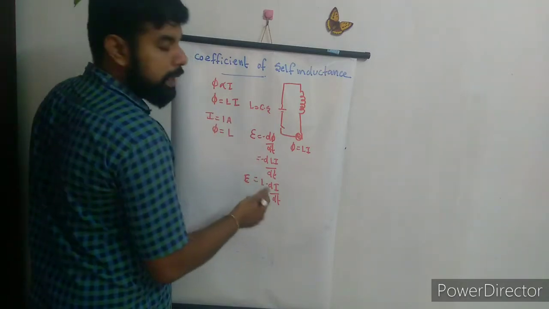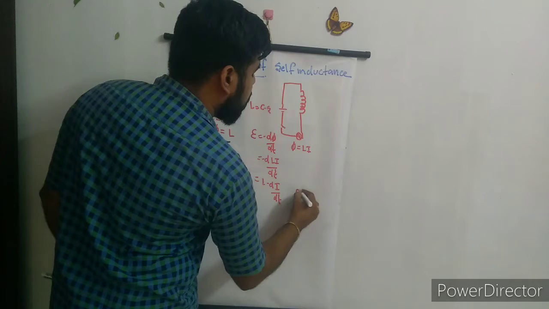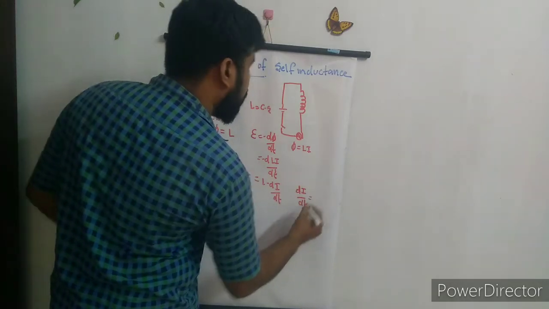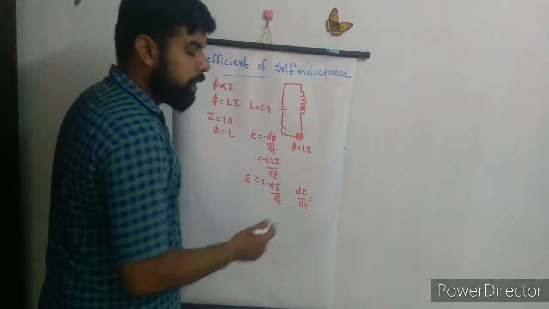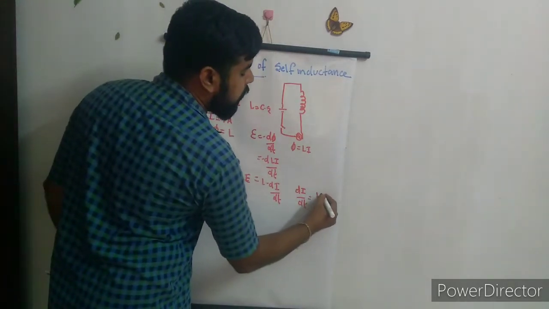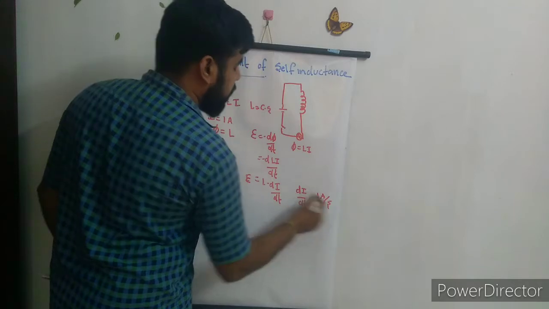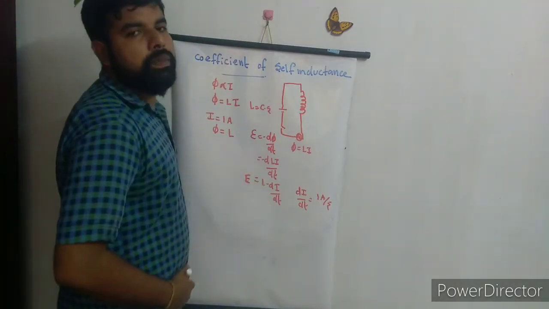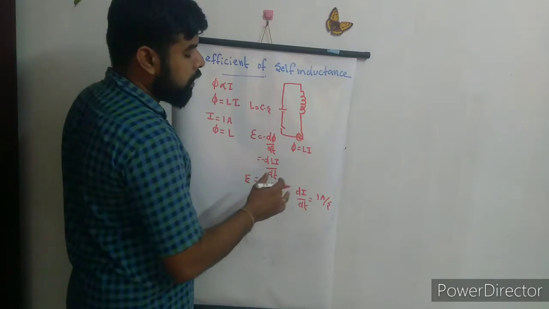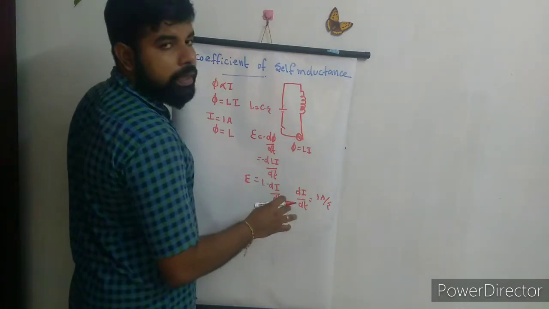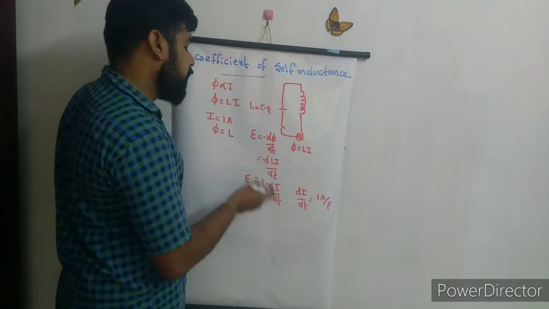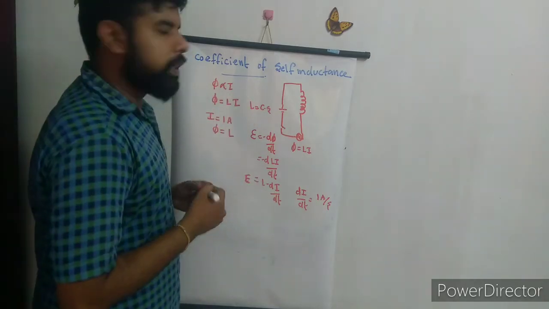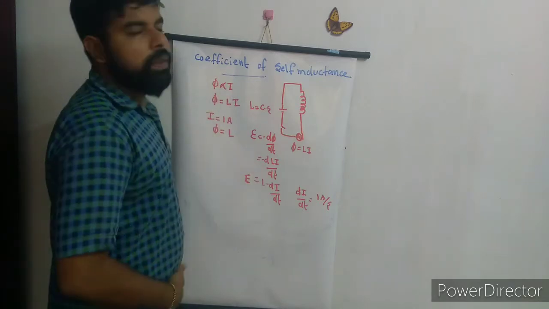So what is self-inductance? If di by dt, the rate of change of current flowing through the circuit, is 1 ampere per second, then the EMF in the circuit is equal to the coefficient of self-inductance. Suppose the rate of current is 1 ampere per second, the EMF is also the coefficient of self-inductance. So you understand what the coefficient of self-inductance is.